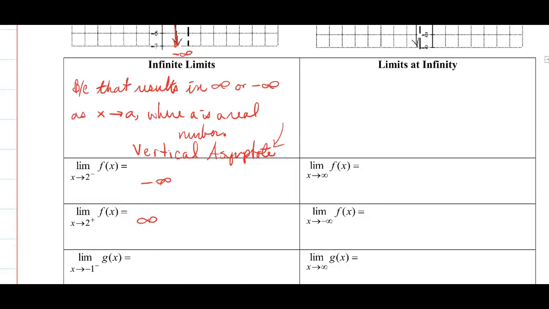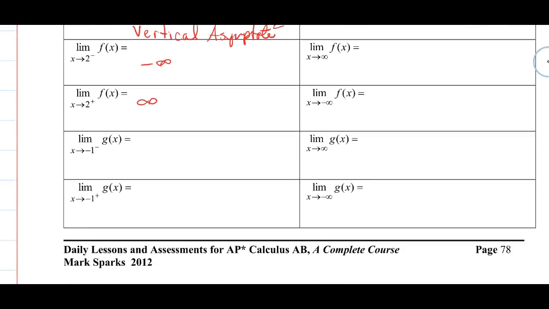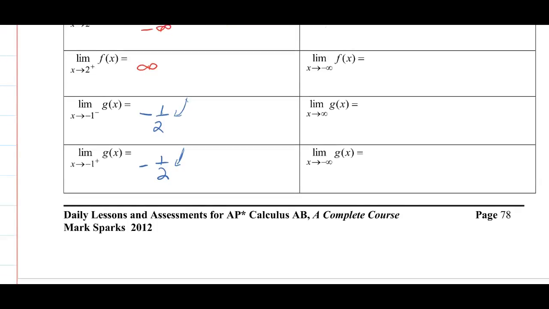How about the limit as x approaches negative 1 from the left and from the right? As I approach negative 1, it looks like negative 1/2 or 1/3 from the left. And as I approach negative 1 this way, I approach negative 1/2. So as x approaches negative 1, I approach negative 1/2. These would not be infinite limits because I'm not finding a value approaching infinity as I take those limits. We'll come back to this function on the right in a couple pages.